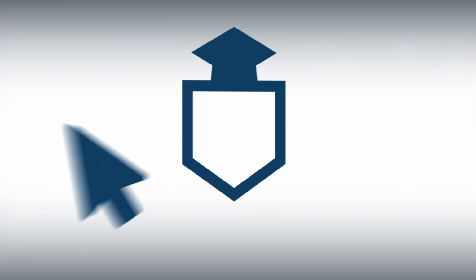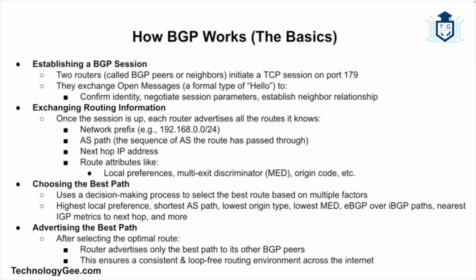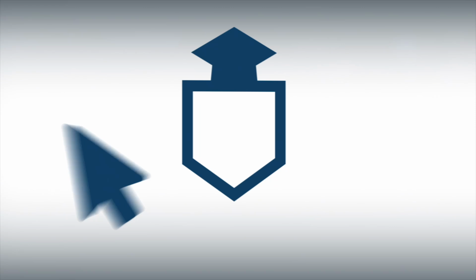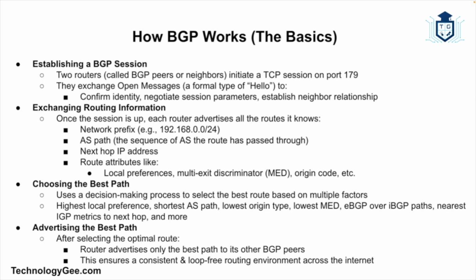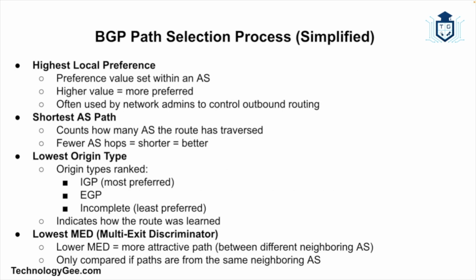Then after they do all of that, they choose the best path. So BGP doesn't just take the first route it sees, it evaluates each one based on a decision process. And then it advertises the best path. So after choosing the best route, BGP shares it with its peers, and this keeps the whole system updated and consistent. Now let's quickly talk about the BGP path selection process.